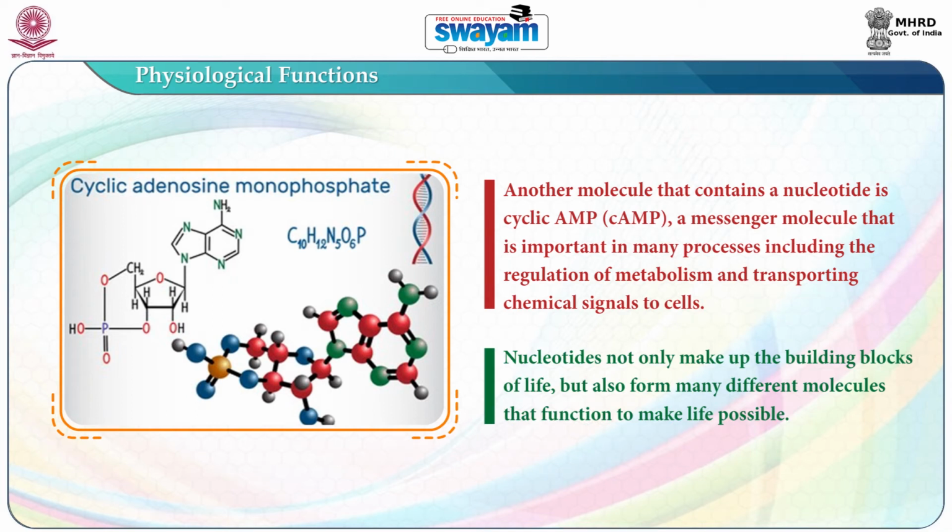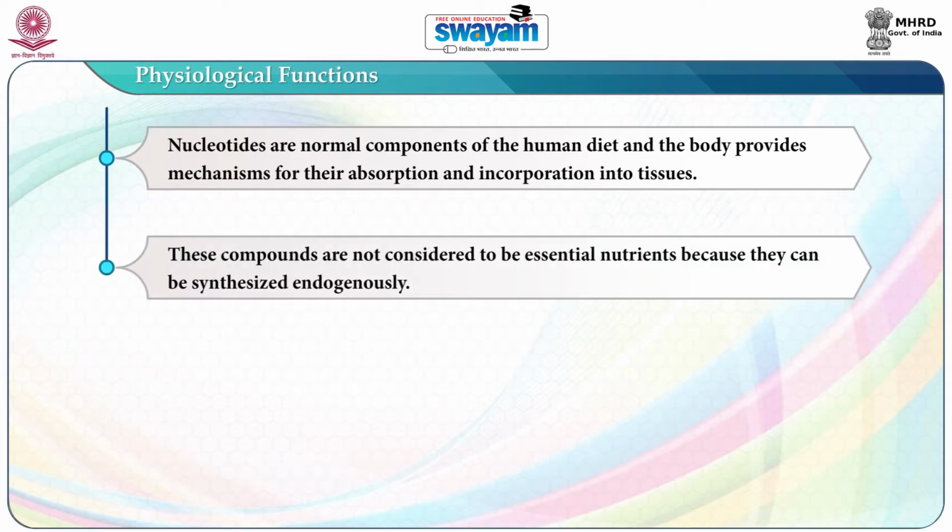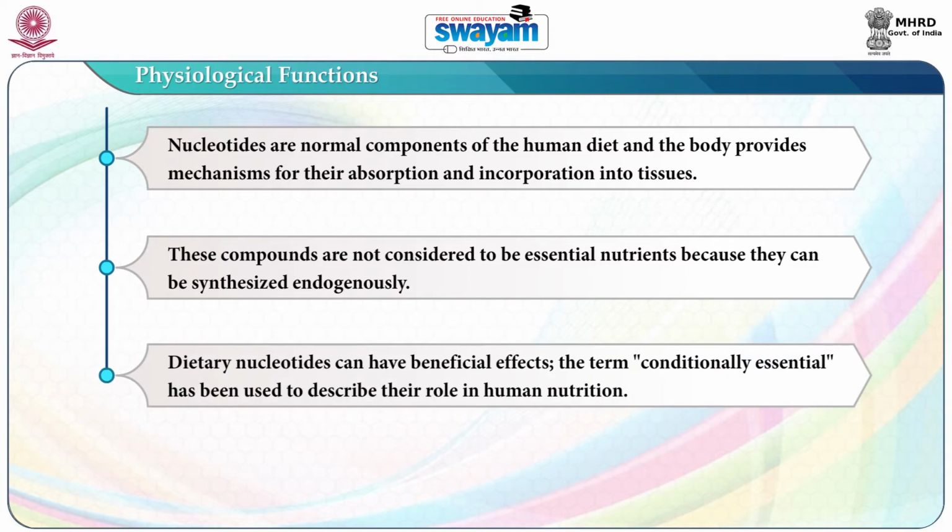Nucleotides not only make up the building blocks of life, but also form many different molecules that function to make life possible. Nucleotides are normal components of the human diet, and the body provides mechanisms for their absorption and incorporation into the tissues. These compounds are not considered to be essential nutrients because they can be synthesized endogenously. Studies have demonstrated, however, that dietary nucleotides can have beneficial effects. The term conditionally essential has been used to describe their role in human nutrition.